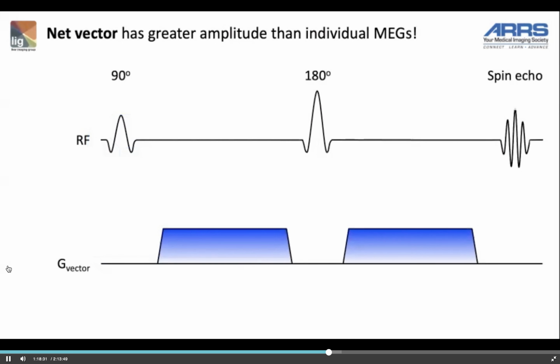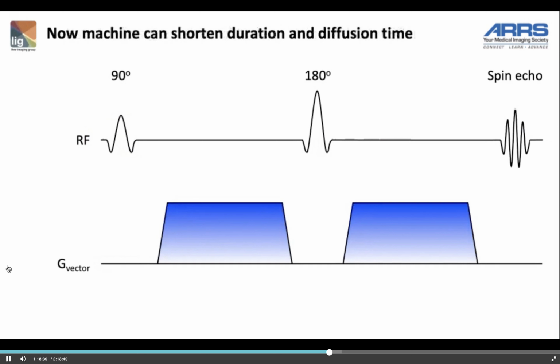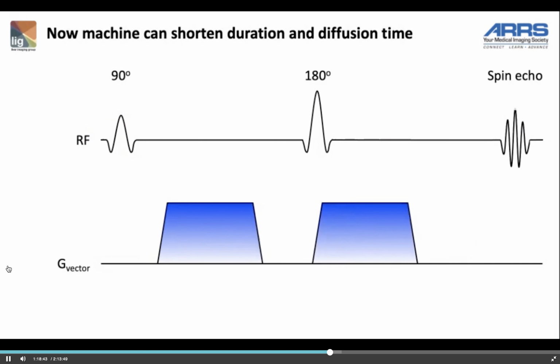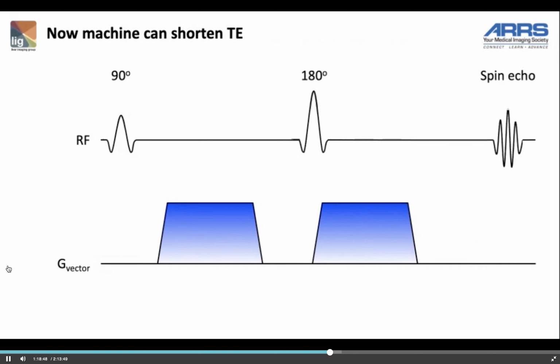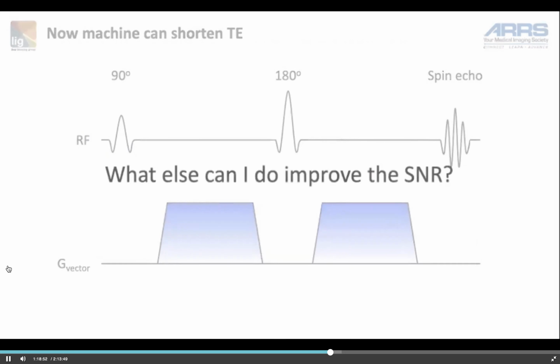So imagine that we apply all the gradients simultaneously. That effectively increases the amplitude of our gradient. We can now actually shorten the duration and the diffusion time because we have a more powerful amplitude, which allows us to decrease the spin echo time and decrease the echo time.